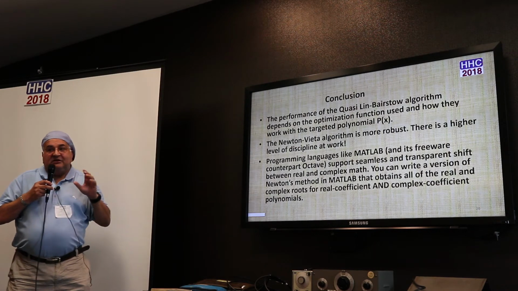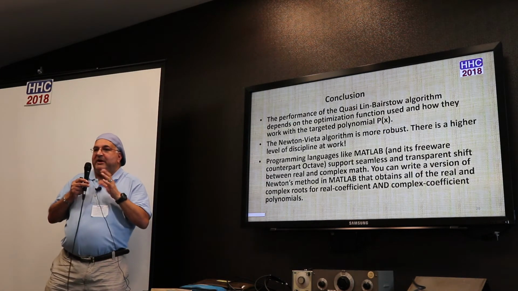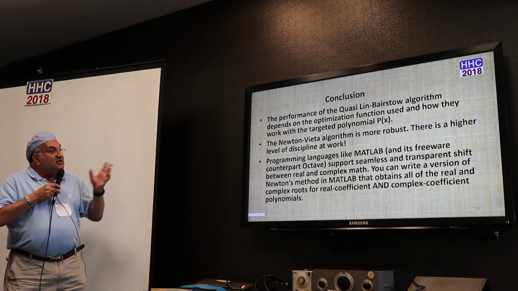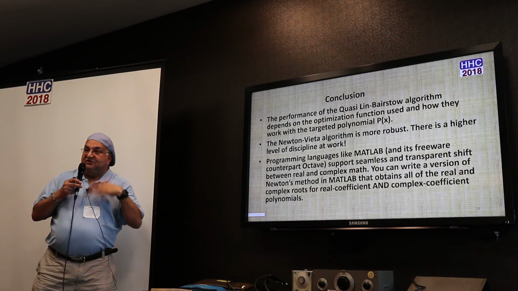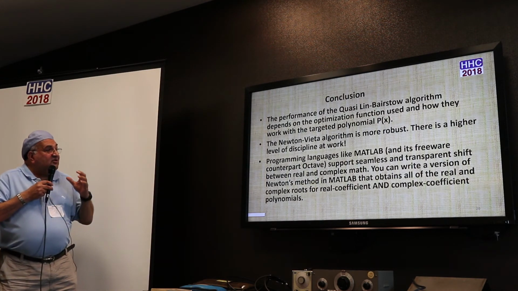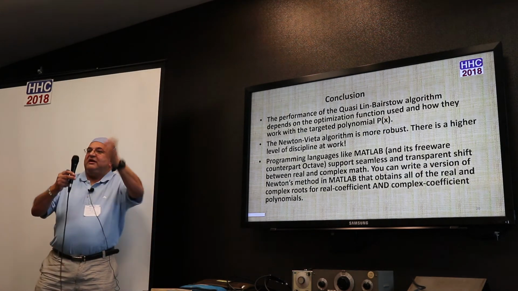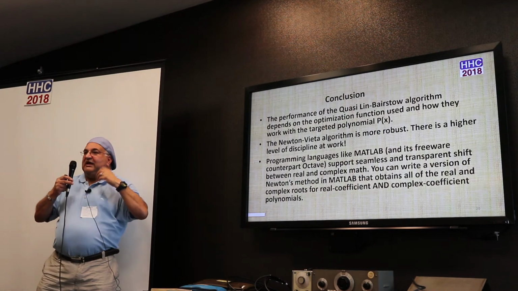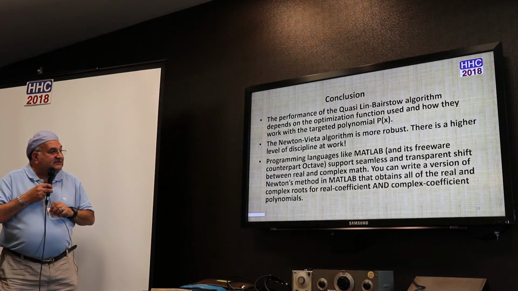Now the conclusion: the quasi-Lehmer-Schur algorithm depends on the optimization methods. Some work better than others. Now the Newton-Vieta algorithm is very robust, and I've tried it with different polynomials and it can handle them. And the reason is there's more discipline at work. I'm not just throwing variables willy-nilly and hoping that the algorithm returns. I have a little bit of an organized approach.